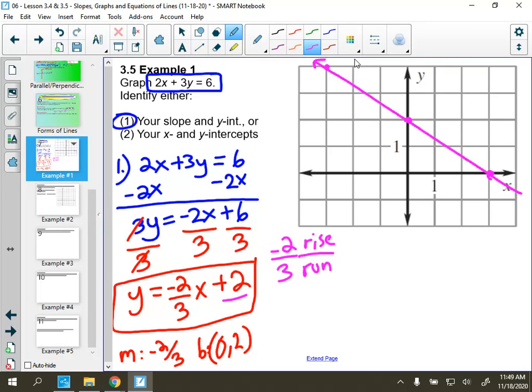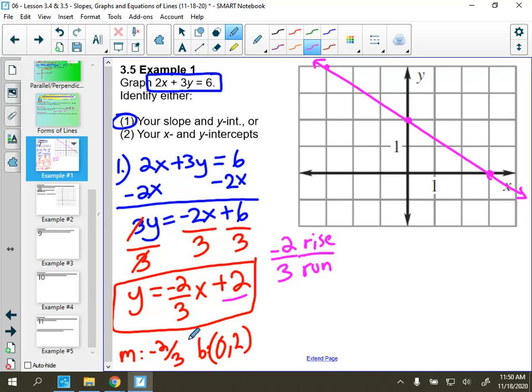We connect our points, use arrows. There we go. We're graphed. I've identified my slope, my rise and my run, my y-intercept. So that's what we'd be doing for this first method. If I say that's what I want to do, tell me what your slope is, tell me what your y-intercept is. That would kind of be your work for that problem.